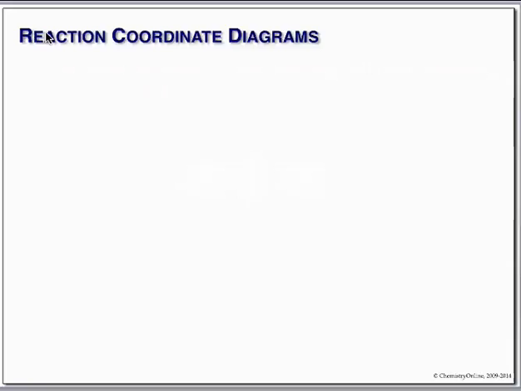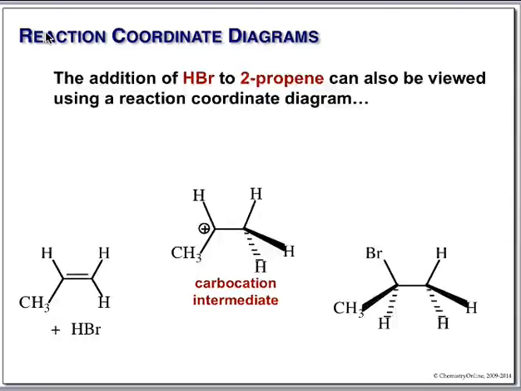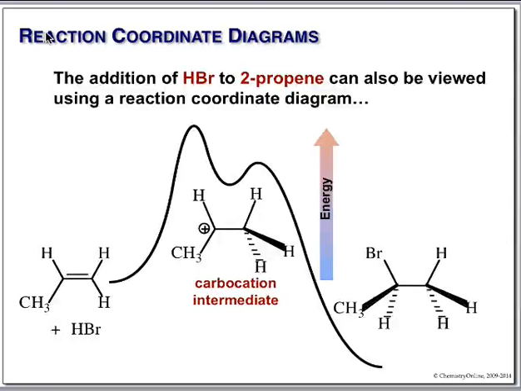Remember, in the addition of HBr, we started off with our reactants. Here we go to our bromoalkane. But our first step was the formation of the carbocation, right? That is an intermediate. Now, when you have an intermediate and you're writing a reaction coordinate, you start off down here somewhere. Our energy goes up. This is our highest energy level. This is our transition state. This is going to be the slow step because it takes the most energy to get up there.